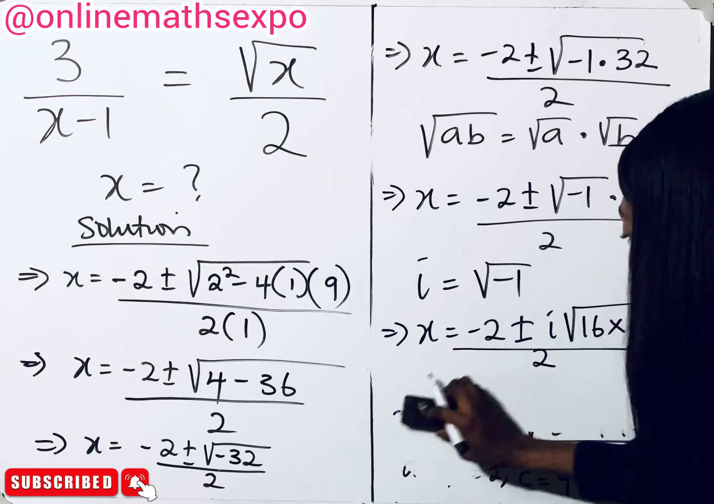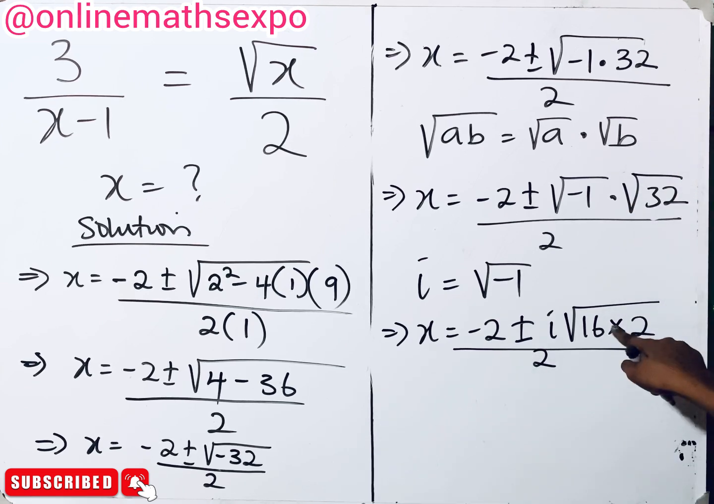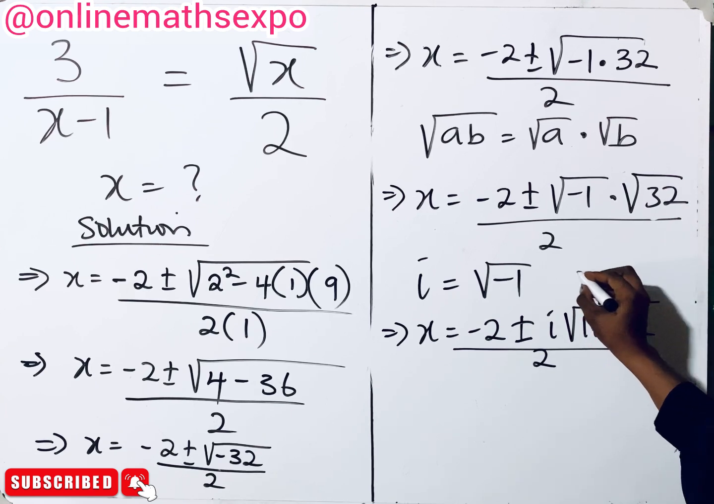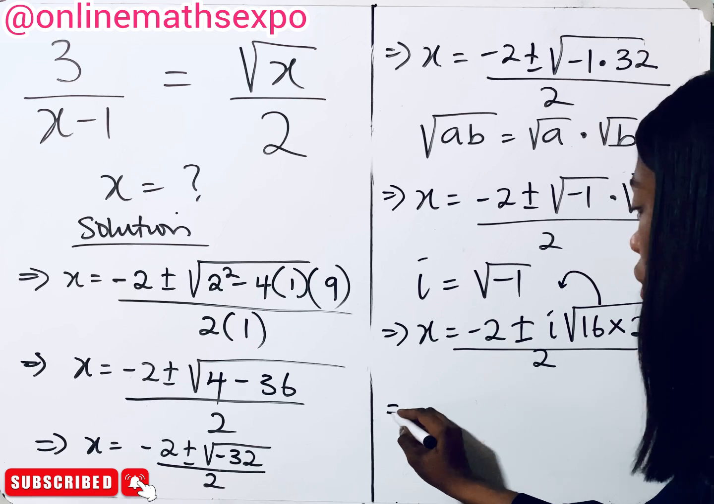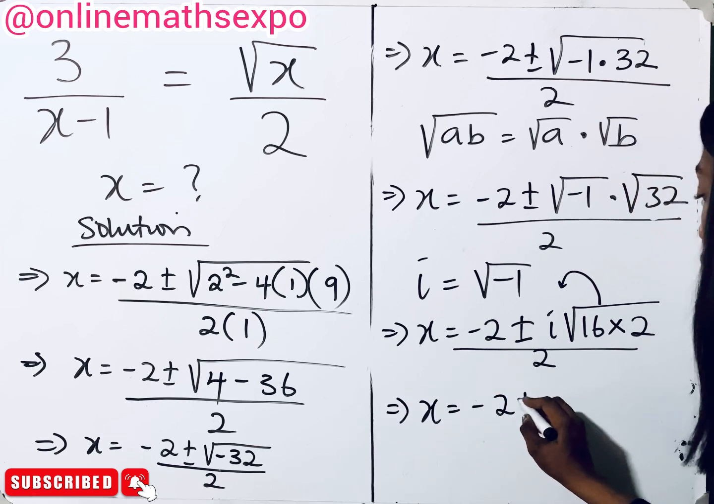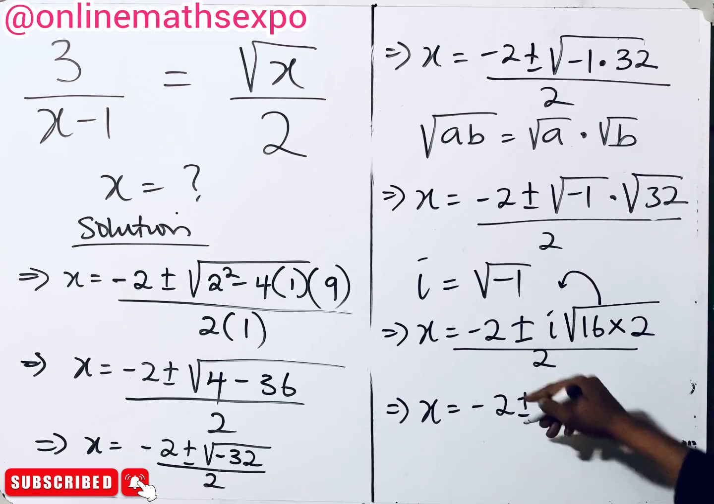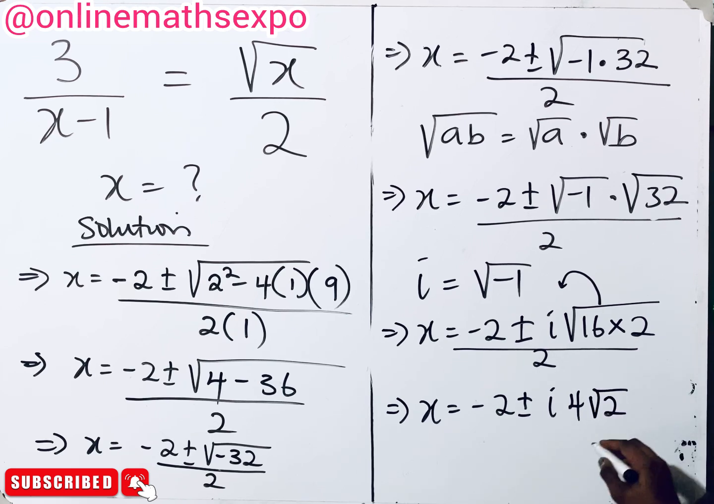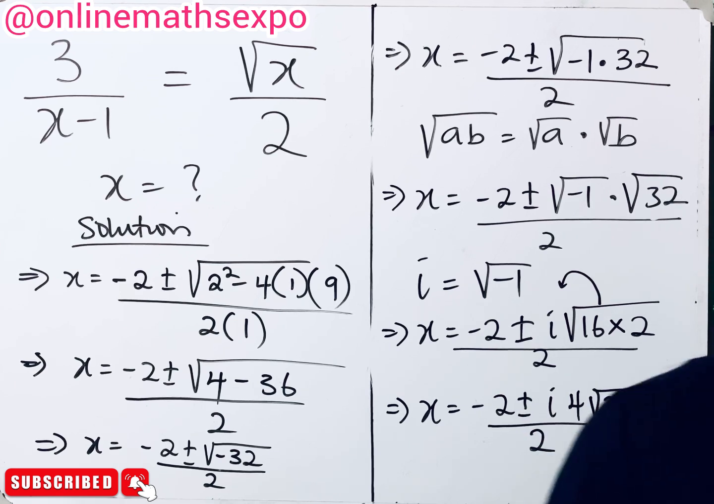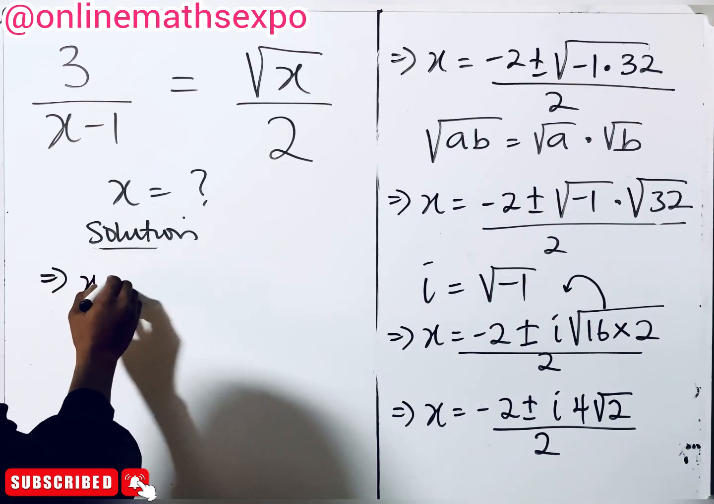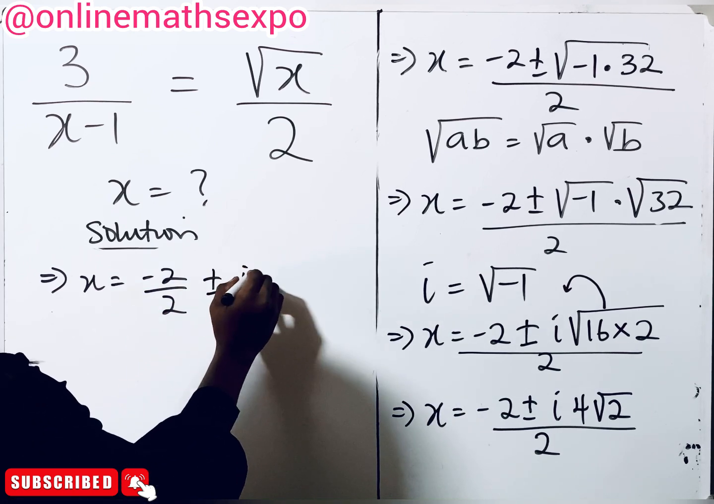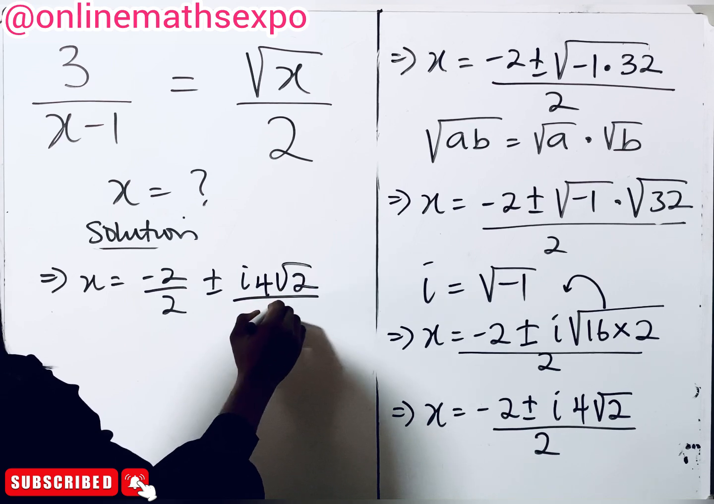So what do you do at this point? You observe that since 16 is a perfect square, its square root gives us 4, so we bring it out from the root. In that case, we have x is equal to negative 2 plus or minus i times 4 root 2, the 2 remaining in the root because it's not a perfect square, all divided by 2. Now let's simplify again. We have x is equal to negative 2 over 2 plus or minus i 4 root 2 all over 2.